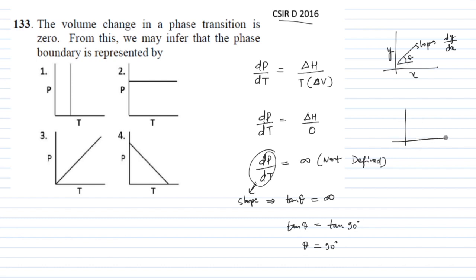So if this angle is 90 degrees, the line has to be like this, a 90 degree angle. Obviously, the line which shows a 90 degree angle is nothing but your option number 1. So you can see here that the line shows a 90 degree angle, and option number 1 is the correct option.